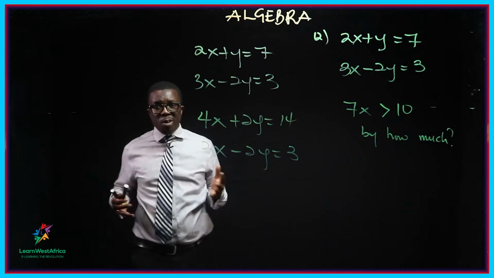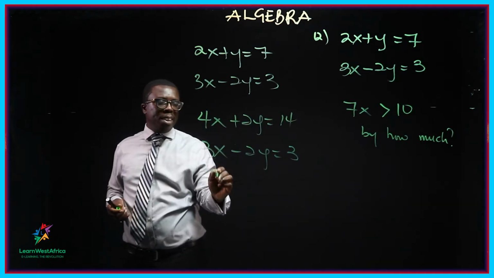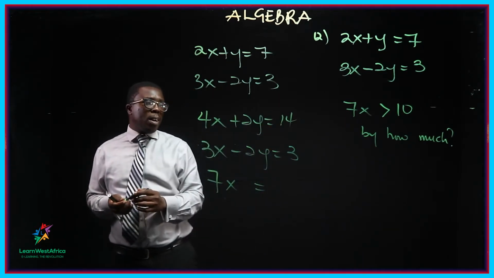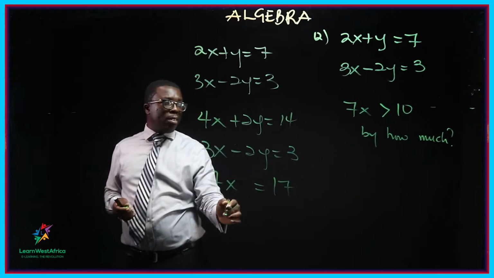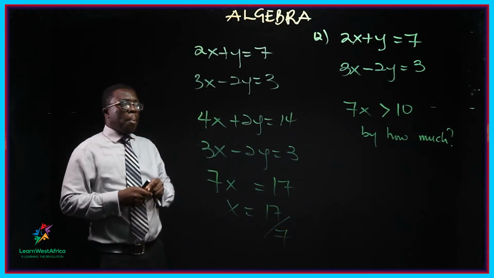Okay. So add it. Add it. You get 7x equal to what? What is 14 plus 3? So now that is 17. Okay, so your x is going to be what? 17 over 7. 17 over 7.